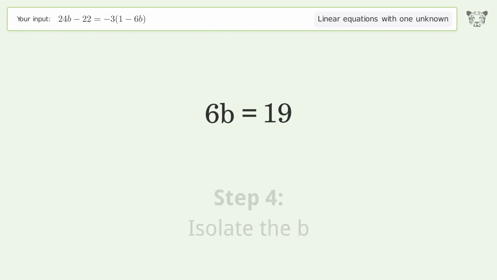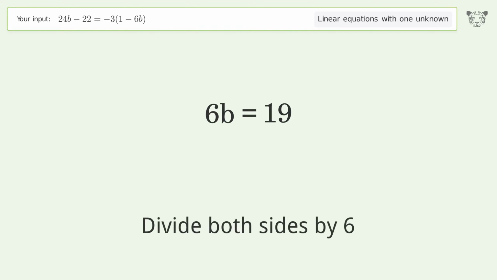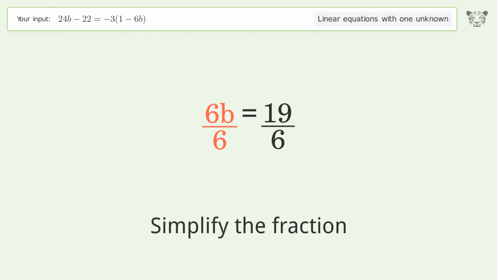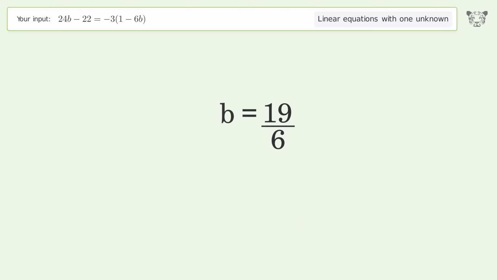Isolate the b. Divide both sides by 6. Simplify the fraction. And so the final result is b equals 19/6.